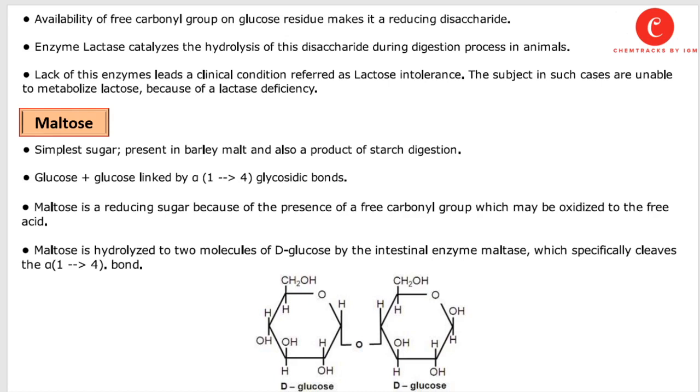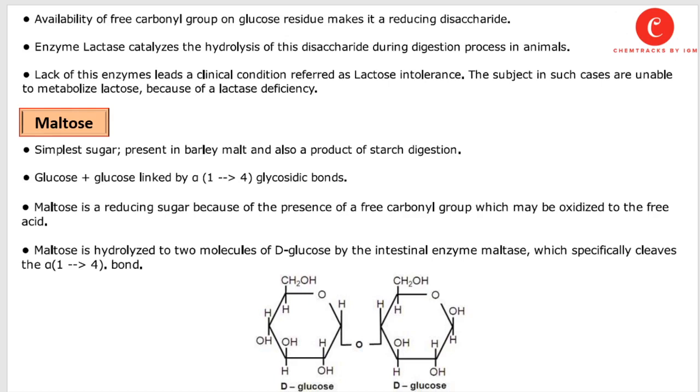The enzyme lactase catalyzes the hydrolysis of the disaccharide during the digestion process in animals. Lack of this enzyme leads to the clinical condition referred to as lactose intolerance. The subjects in such cases are unable to metabolize lactose because of lactase deficiency. So lactose intolerance is basically a disorder in which we don't have lactase, so the lactose sugar cannot be broken down. It causes lactose intolerance because we are unable to metabolize lactose into simple monosaccharides.